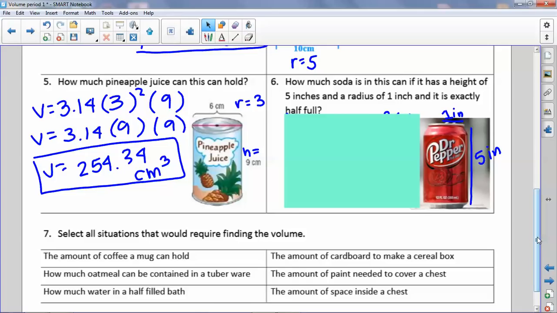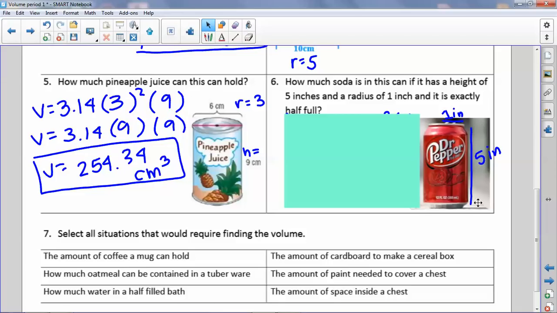Now, example 6 tells us that we want to determine how much soda is in this can if it has a height of 5 inches and a radius of 1 inch and is exactly half full. So, 2 steps to this. First, let's find the volume of what this can hold, and then we'll determine how much it would be if it's exactly half full. Now, see on my smartboard, I've already drawn the dimensions. It's helpful to draw on your pictures.